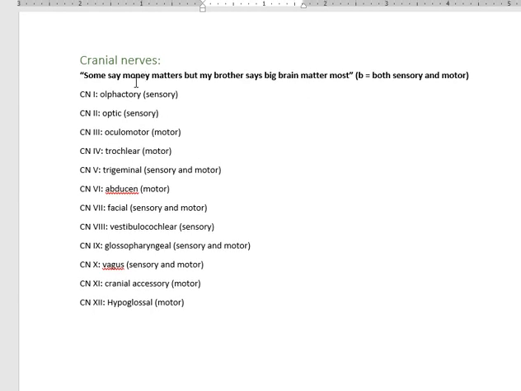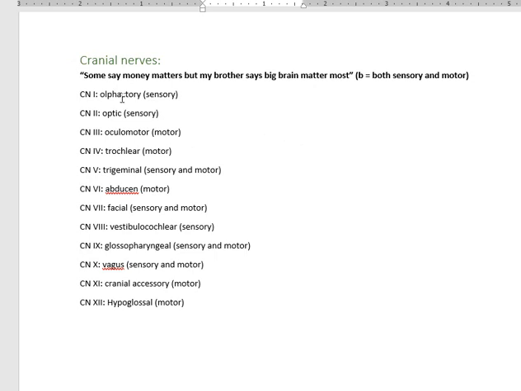Third cranial nerve, money, M is motor. The fourth cranial nerve is motor. The fifth cranial nerve is sensory and motor. The sixth cranial nerve is motor. The seventh cranial nerve is sensory and motor. The eighth cranial nerve is sensory. The ninth cranial nerve is sensory and motor. The 10th cranial nerve is sensory and motor. The 11th cranial nerve is motor, and the 12th cranial nerve is motor. So it implies that you already have their basic function in your mind.